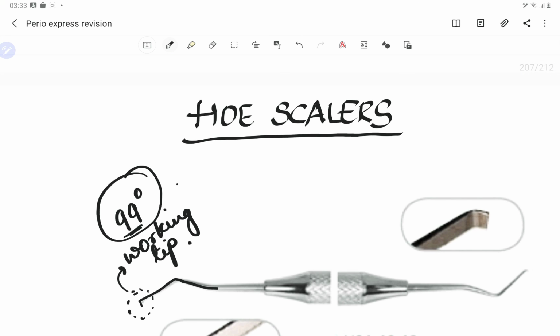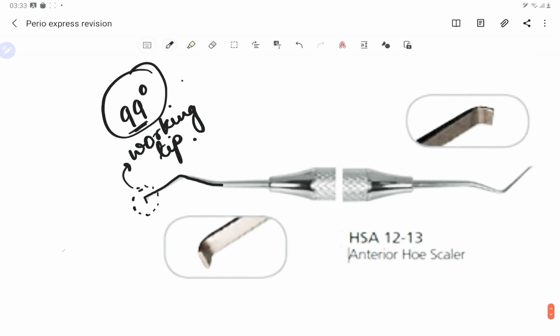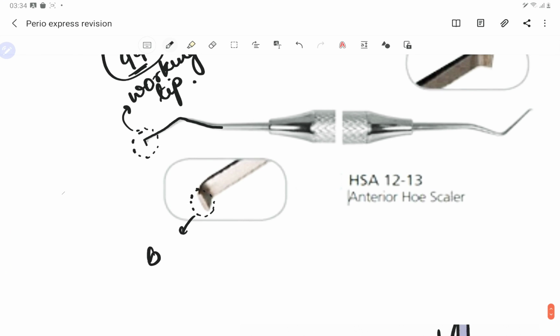So the cutting edge is formed at the junction of the flat terminal surface with the inner aspect of the blade. And as you can see here, there is also beveling present. This is not straight. So the cutting edge is beveled also. See, it is not straight. If you see it from the side, it is basically beveled at 45 degrees, like this.